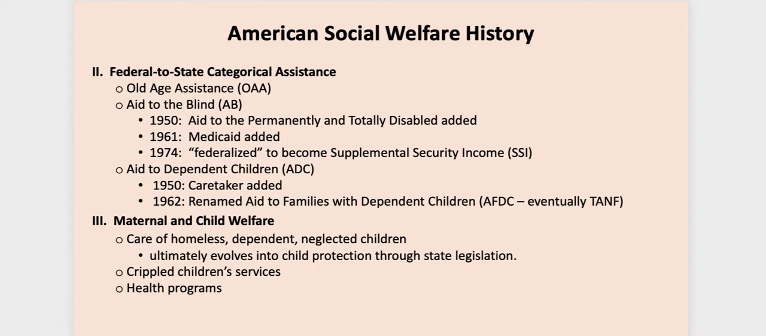And then finally, the maternal and child welfare provision of the Social Security Act provided for the care of homeless, dependent, and neglected children. Focused, again, on homeless, dependent, neglected. You don't hear anything about abuse in here because really child abuse still wasn't recognized. And in fact, it was the 1960s before child protection itself began to be identified as a separate entity.